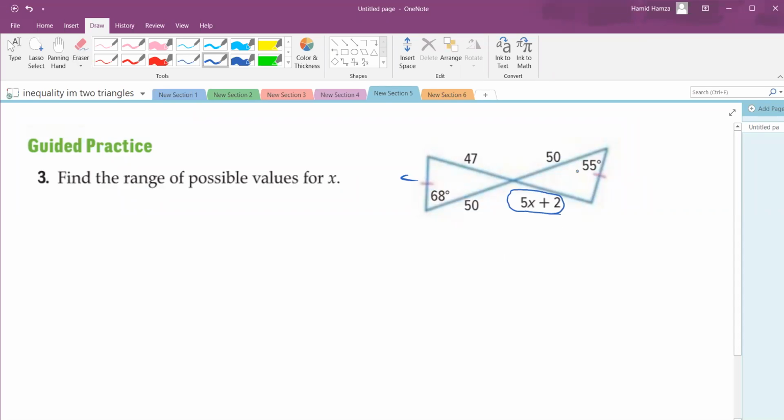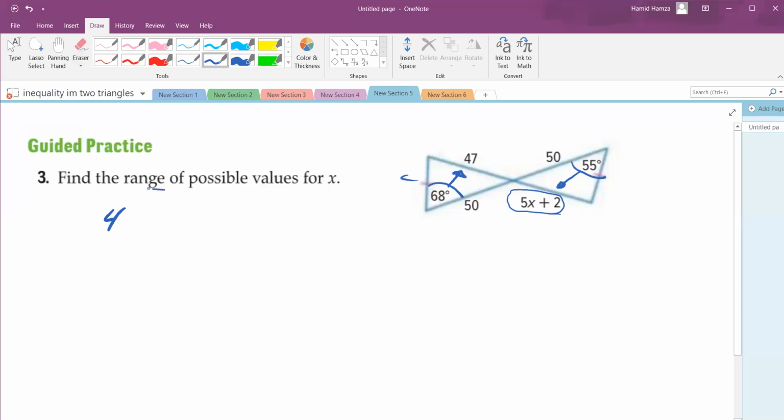Okay guys, so we have 55 and 68. This one is opposite to 55 and this one is opposite to 68. Which one is greater, guys? 47. Yeah, 47 is greater than 5x plus 2. Why? Because it's opposite to the greater angle.